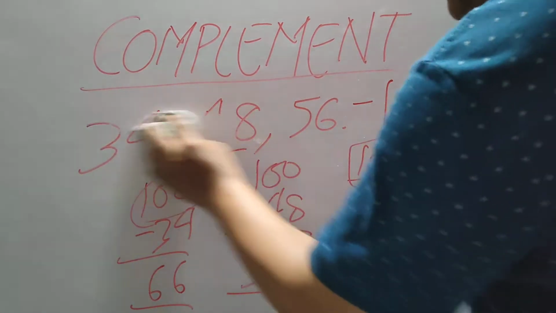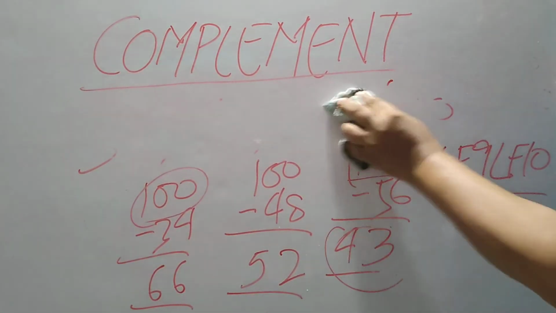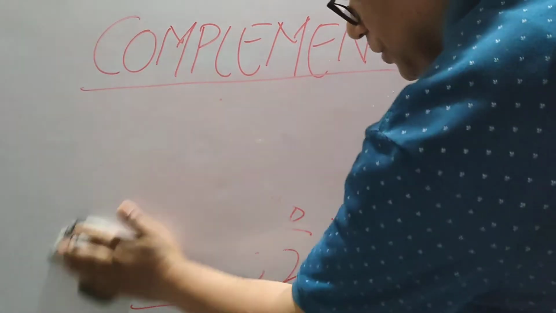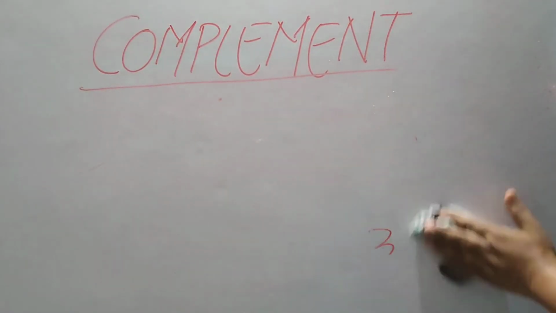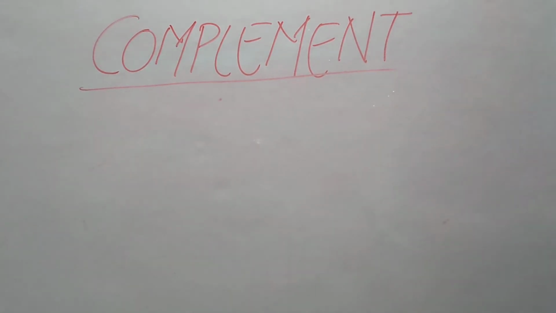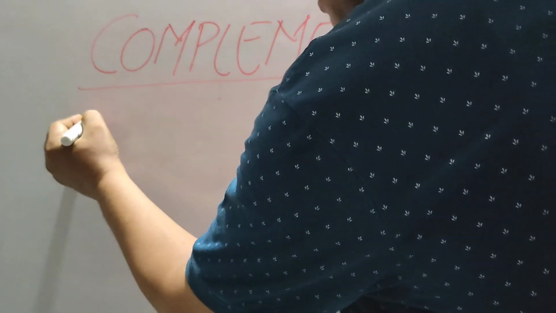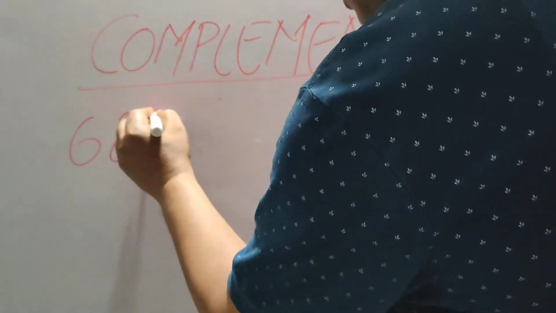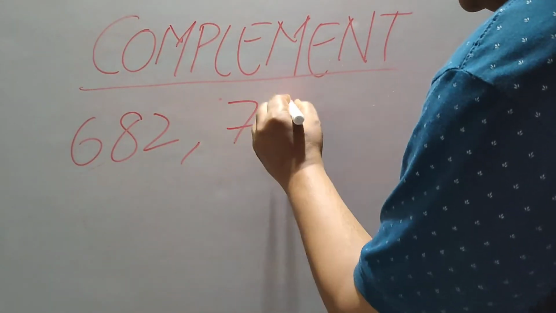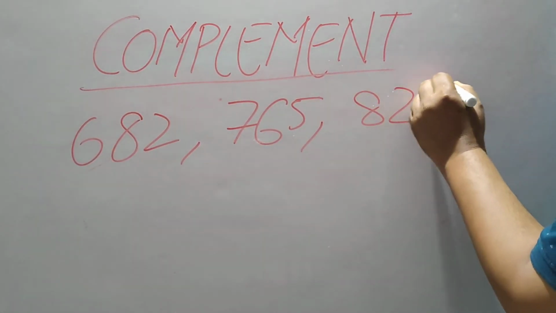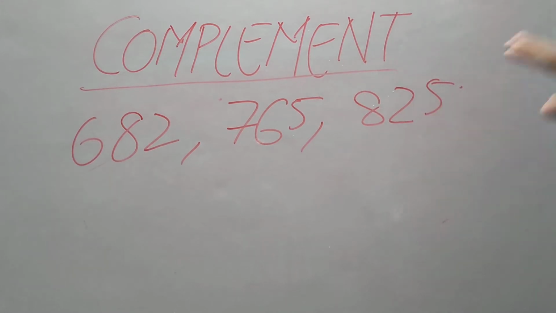Suppose the number is a 3-digit number. I have to find the complement of a 3-digit number or a 4-digit number or a 5-digit number. I will show you how you will find out using the same concept. Suppose the 3-digit numbers are 682, 765, 825. These are three-digit numbers, and I have to find their complements.